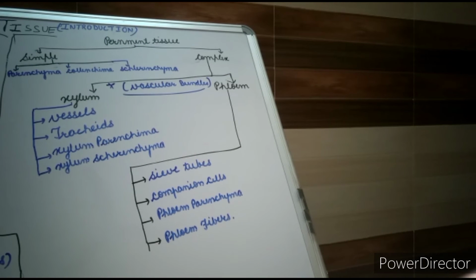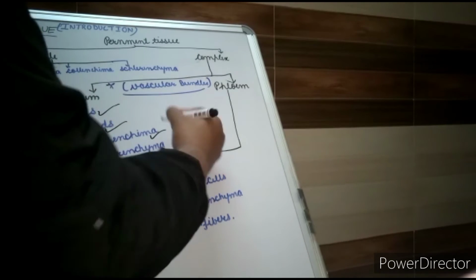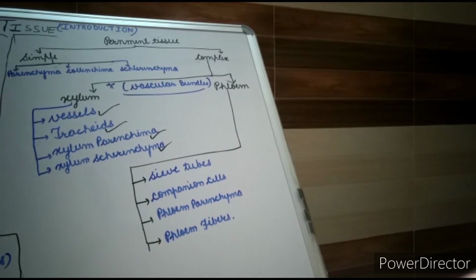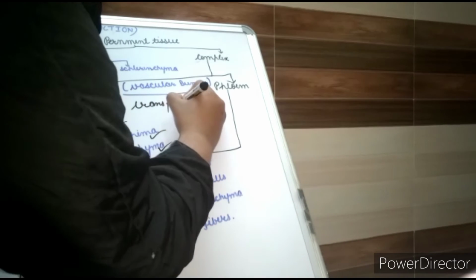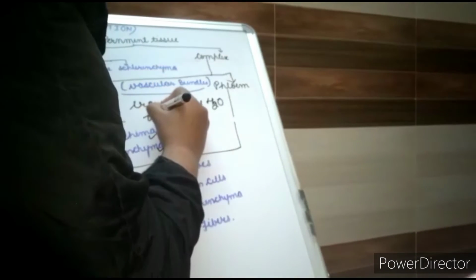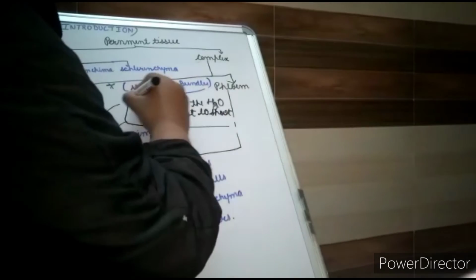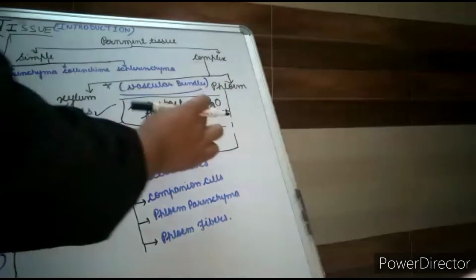Now the xylem is divided into four types. Number one is vessels, tracheids, xylem parenchyma, xylem sclerenchyma. The basic function of this is to transport the water from roots to shoot. This is very important. What is the important function of this? To carry this water from roots to shoot.